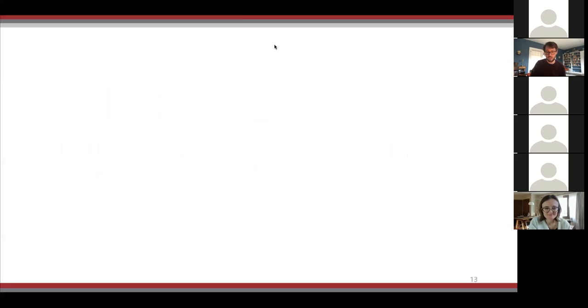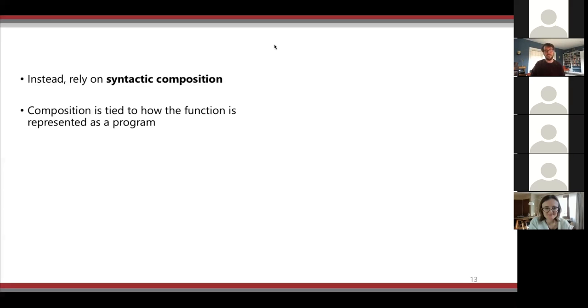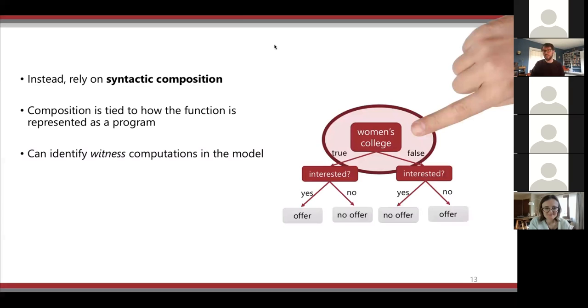So how do we fix it? Well, the approach that we took was, instead of relying on functional composition, we replaced that with the notion of syntactic composition. Basically, the way that we handle preprocessing and inference is directly tied to how the function is represented as a program. One upside to this is that we can actually use this definition to check for proxy use and identify witness computations in the model. So we can actually point to a location in the program that comprises a predictive model and say, this is the culprit. This is what is making proxy use of gender or race or whatever.